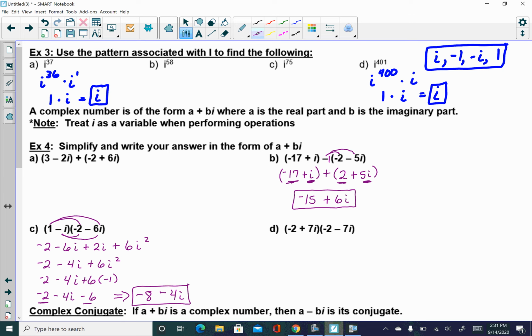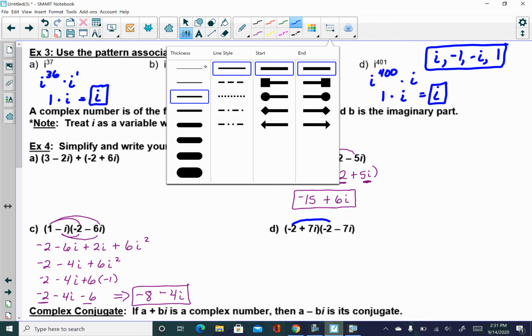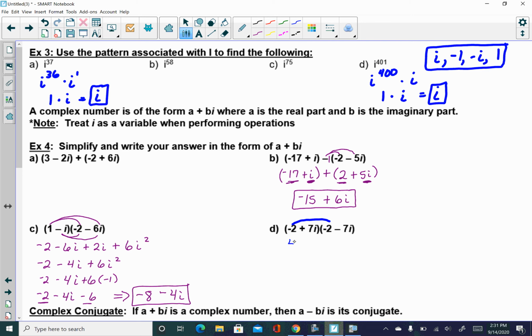All right, so I'm going to FOIL here. Multiply my first. -2 times -2, that's going to give me a positive 4 first. Outside, -2 times -7i, so plus 14i. Inside, 7i times -2, -14i. And then last, 7i times -7i, -49i squared. All right. Now from here, notice what happens to your 14i's. One's positive, one's negative. They're going to cancel out.